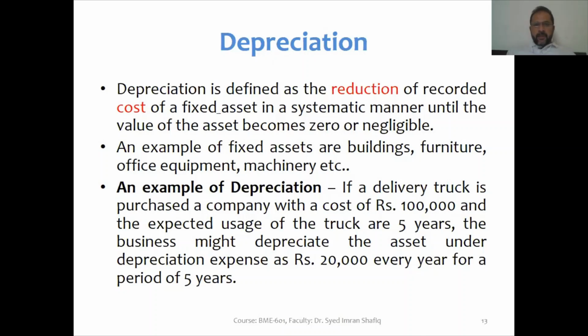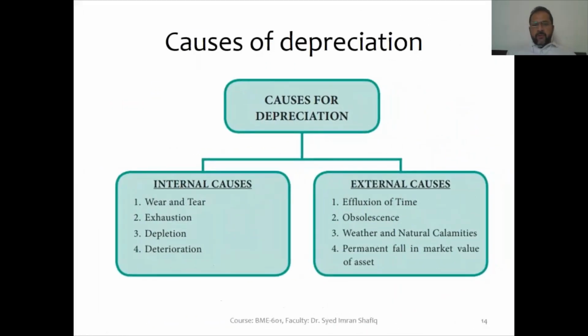This is simply depreciation. The causes of depreciation can be classified into two groups. One is internal, the other one is external. Internal means there is wear and tear in the asset. It is exhaustion, depletion, deterioration. The external causes are the fraction of time. With the passage of time, the value keeps on decreasing. It becomes obsolete. There is weather and natural calamities, and the permanent fall in the market value of an asset. These are the different causes of depreciation.